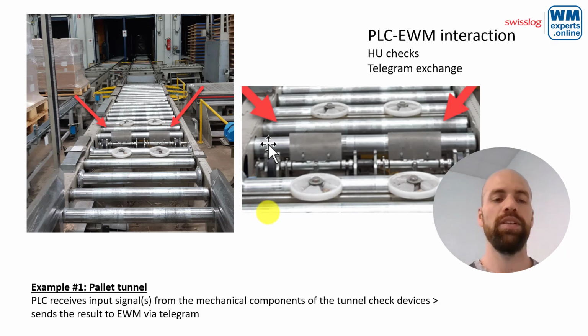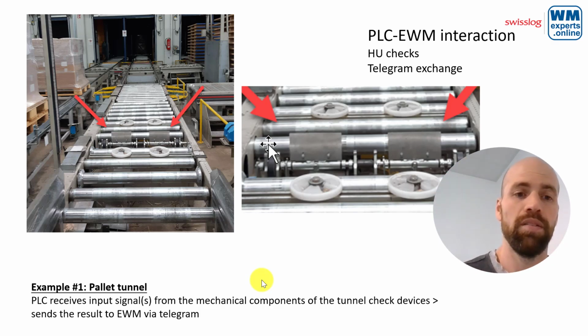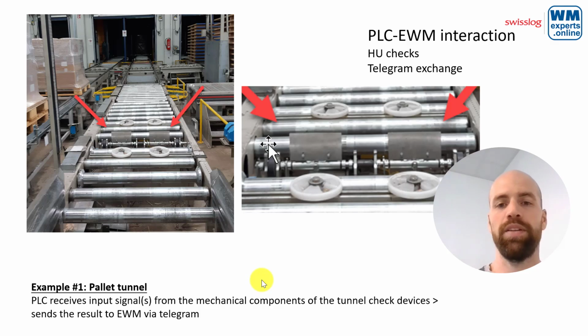And for this purpose, you usually see on pallet conveyors these tunnel check elements. So if there's some wood not neatly aligned, it will kick these tunnel checkers here, and they will send a signal to the PLC telling the PLC that the pallet is not in an accurate condition. And based on this information, the PLC sends a telegram to EWM and says, hey, this is a pallet which is not in an accurate condition. Where do you want to send it? And then EWM decides, okay, my clearing or reject station is communication point XYZ, and sends this information to the PLC so that the PLC knows where to send the pallet.